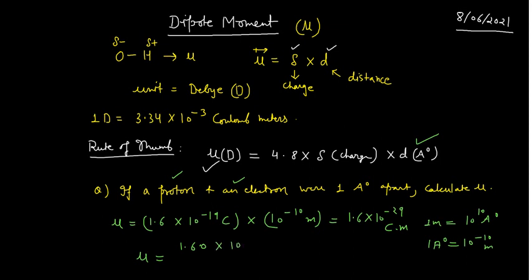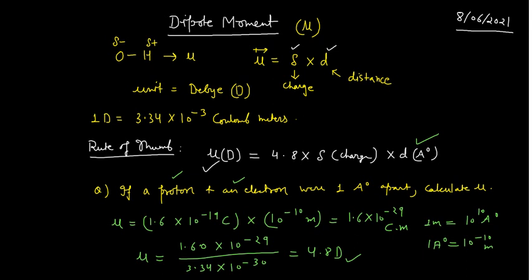Multiplied by 10 raised to the power minus 29, which is the calculated value of the mu. If you divide this value by 3.34 into 10 raised to the power minus 30, this will give you 4.8 D. This is how you can calculate the dipole moment when it is given. So this is something very, very important.